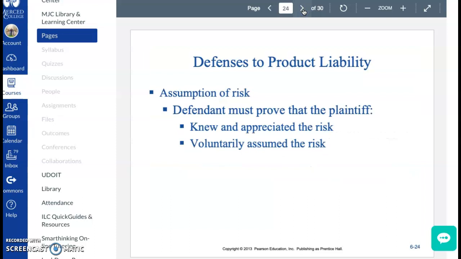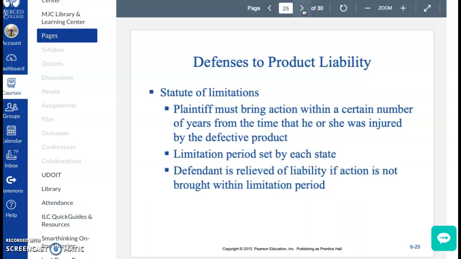Assumption of the risk. So if a plaintiff knew and appreciated the risk and still voluntarily assumed the risk, that's going to be a defense to products liability. So you know a razor's sharp, you cut yourself substantially, you're probably not going to be able to sue for that. Again, there is in fact a statute of limitations on civil cases. It's 2 years. You must bring an action within that time for a defective product.